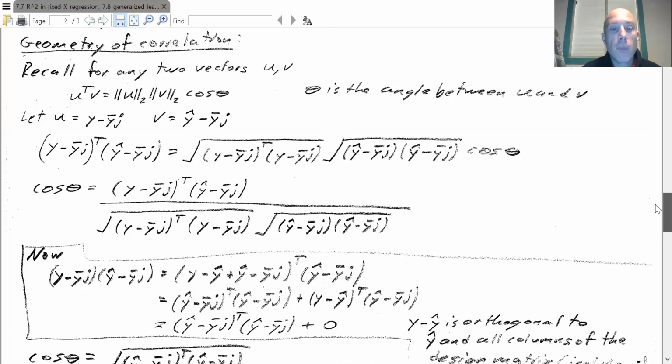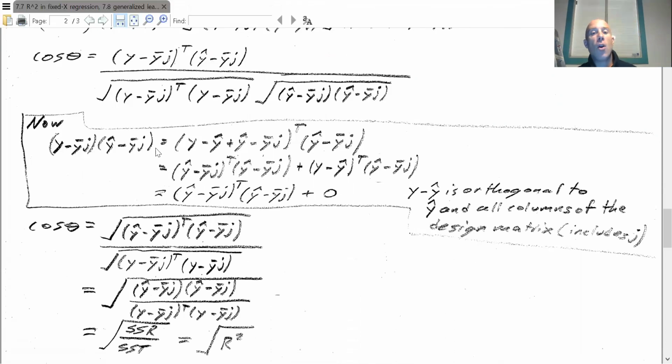Now, a little bit of side work. If I take this part of the numerator, I add and subtract the fitted values, I can go ahead and distribute through. Now I realize that y minus y hat will always be perpendicular to the predictor variables used to fit y hat. All right, y minus y hat is orthogonal to all of the columns used to fit y hat.